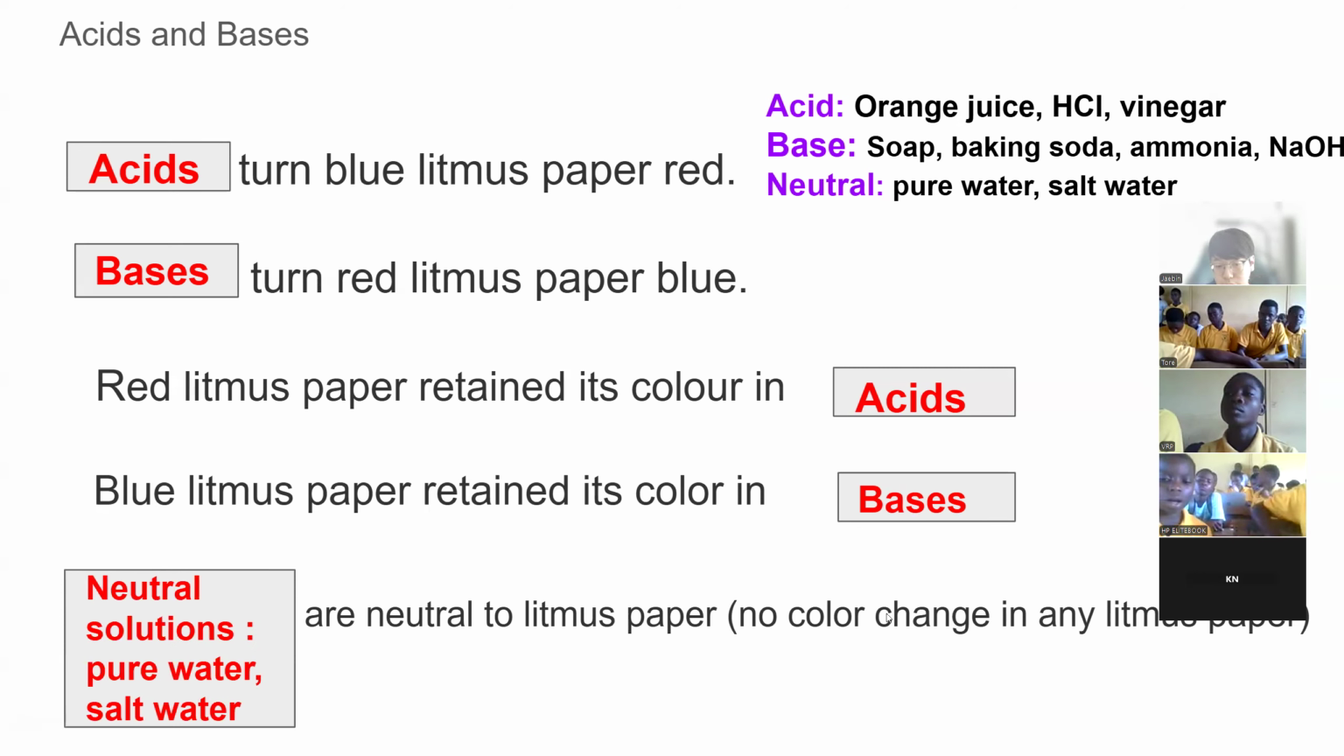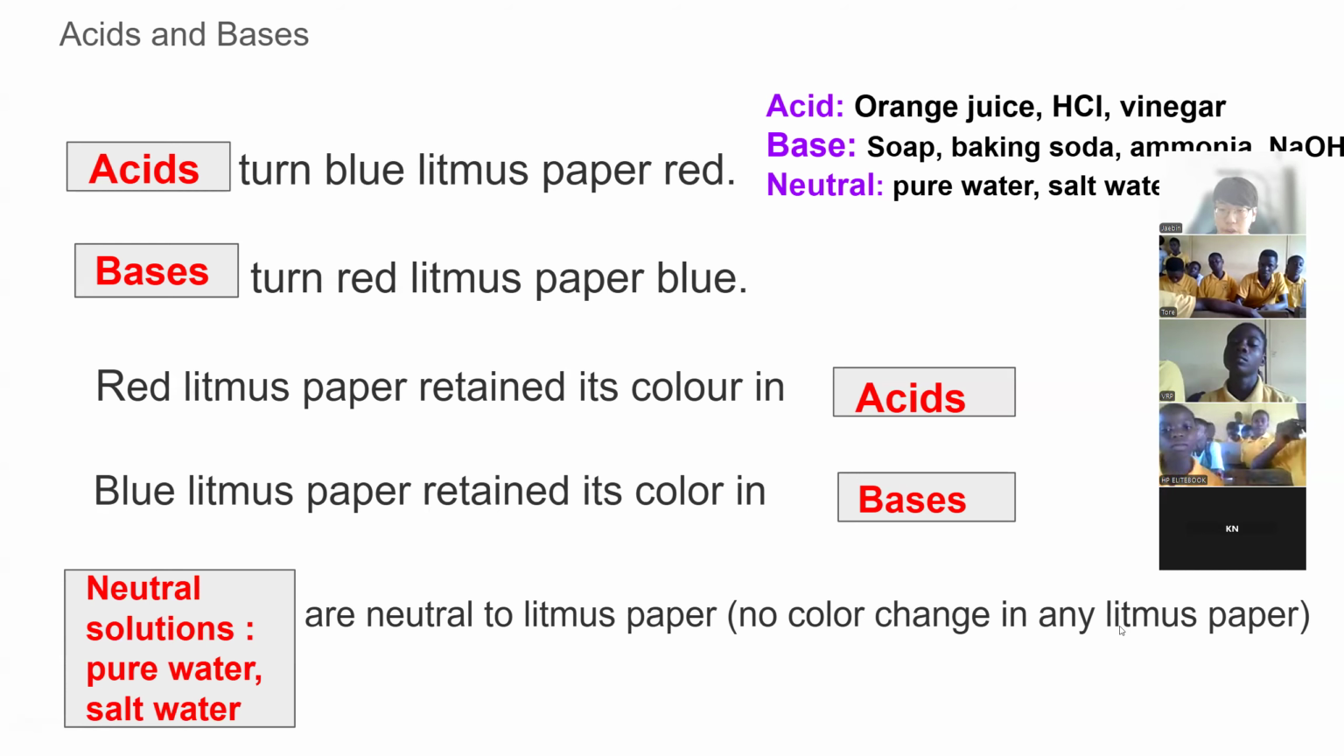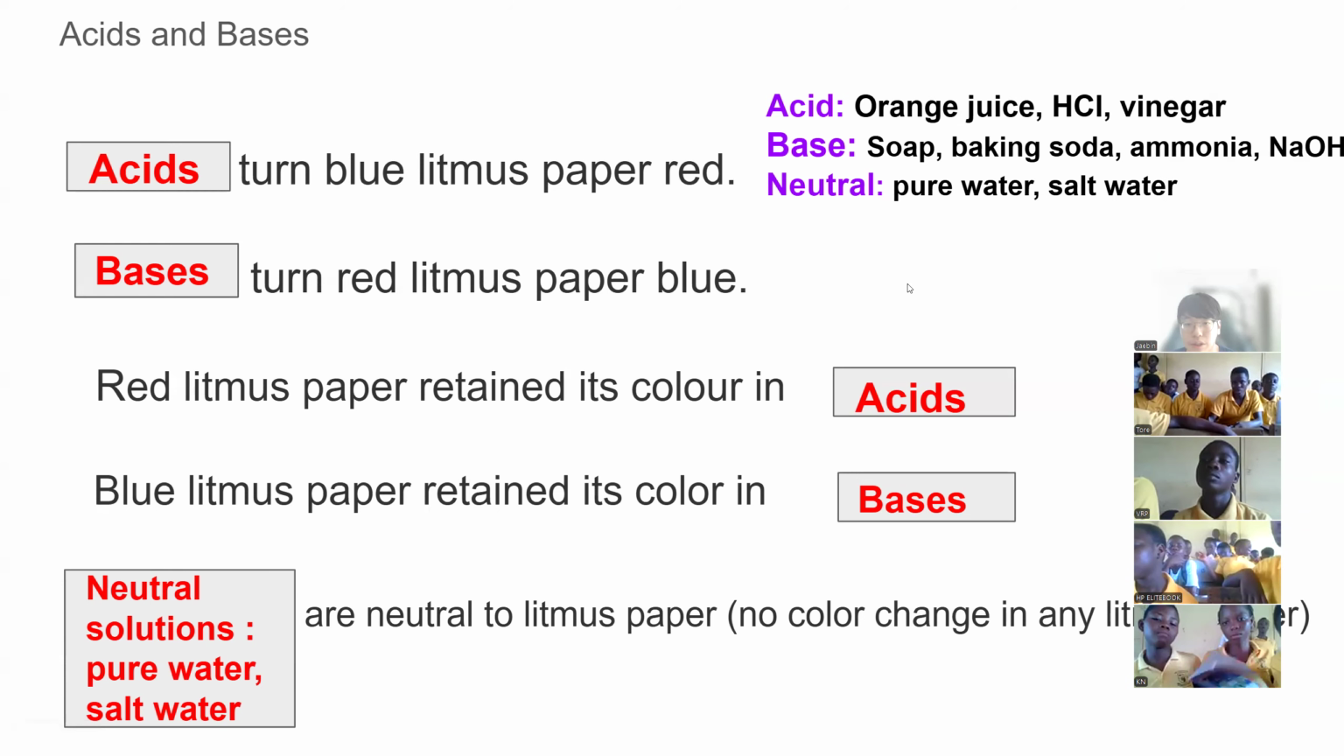Neutral solutions, however, are neutral to litmus paper. There are no color changes in any of the litmus paper. So examples are pure water and salt water. They're both neutral solutions. You can see also examples of acids like orange juice, HCl, hydrochloric acid, which is stomach acid as well, and vinegar. And base examples are soap, baking soda, ammonia, and NaOH, sodium hydroxide.